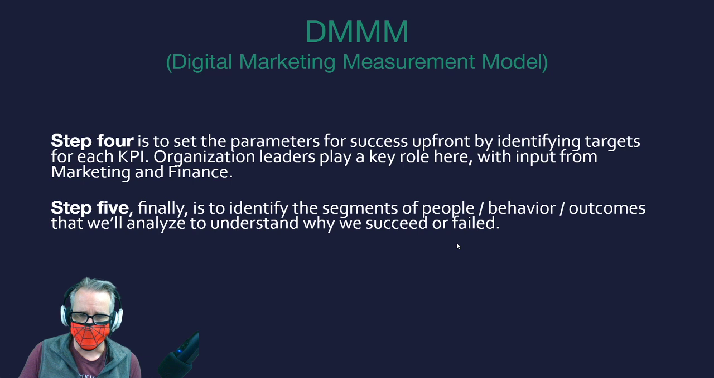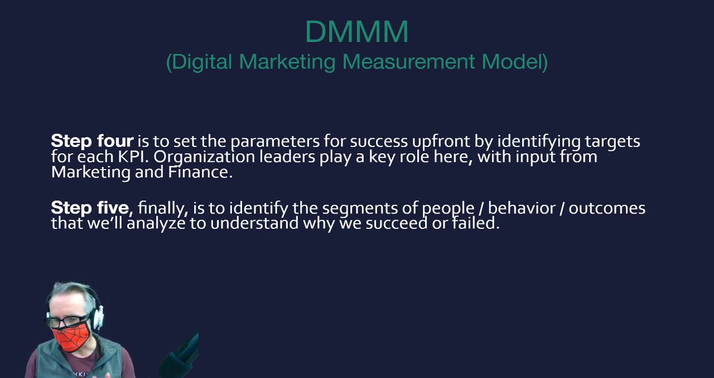Finally, step five. I want to identify segments of people, behavior and outcomes that we'll analyze to understand why we succeed or fail. So after you look at your targets, you're going to break that out into people. Maybe you were very successful, like a lot of people who have been to your website 10 times or more have purchased something. That could be one segment that you look at. Maybe you look at another segment where people who've been to your website for the very first time buy something one out of 1,000 times. So you can look at different segments and say, well, these are different areas that I can improve on.